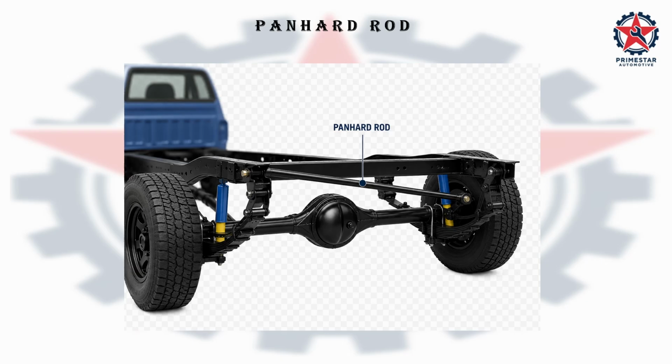Now compare that with a panhard rod. A panhard rod is normally used with a solid rear axle. It runs across the vehicle, connecting the axle housing to the chassis, and helps prevent the complete axle assembly from moving too far from side to side.